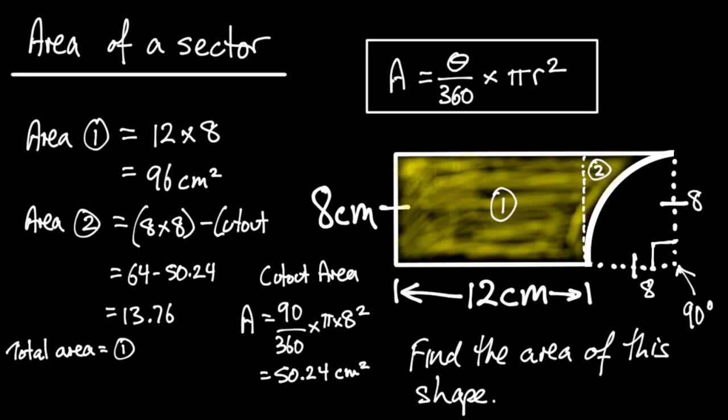Add that to section 1, add them both together, I get 96 plus 13.76. Gives me a total area of 109.76 square centimeters. That's a bit of a tricky one, but as you can see, once we can start to get familiar with the area of sectors and circles, we can start to solve difficult questions even like this one.